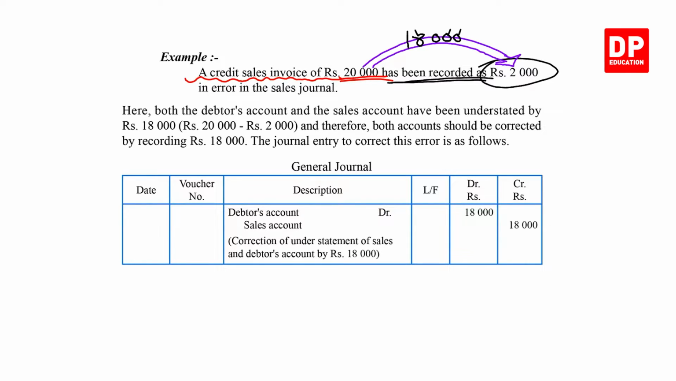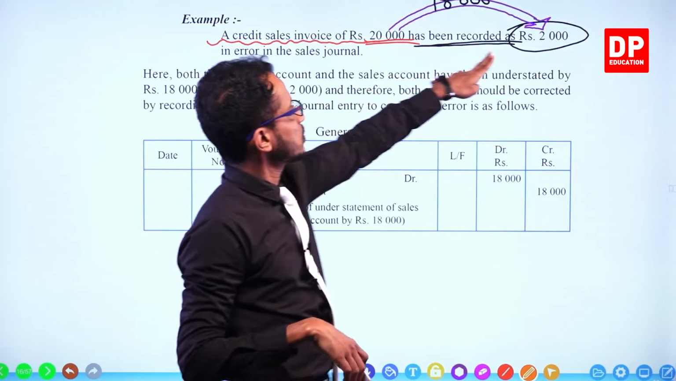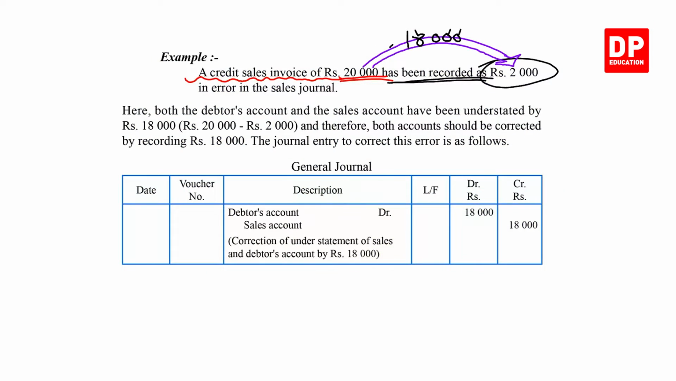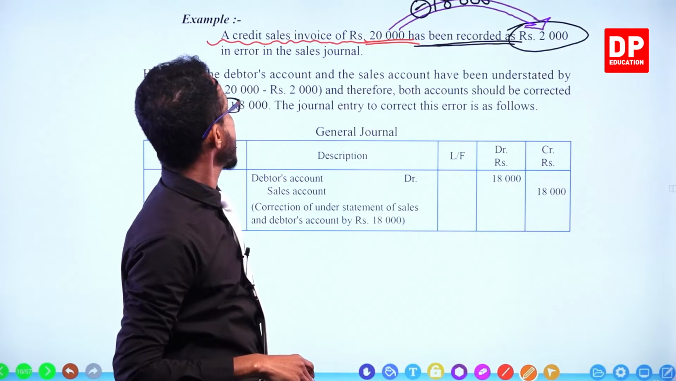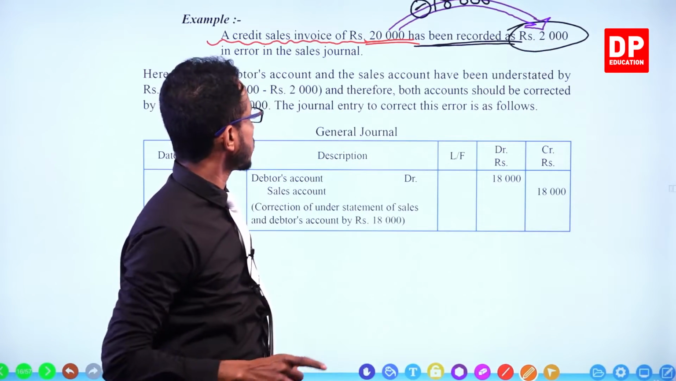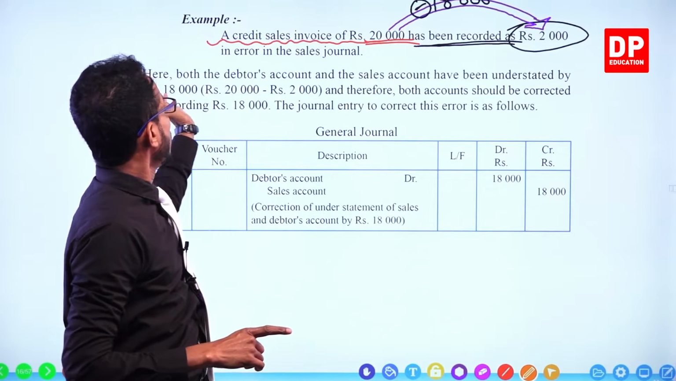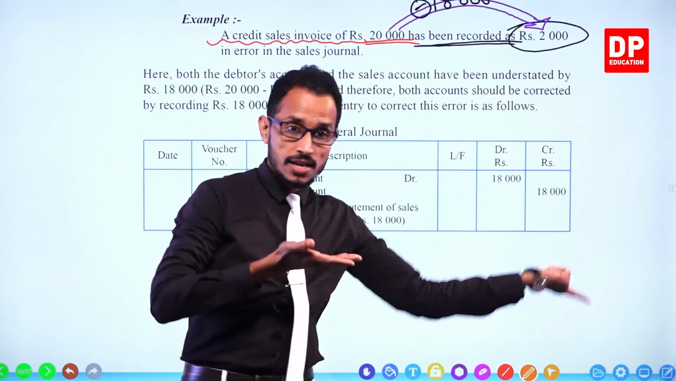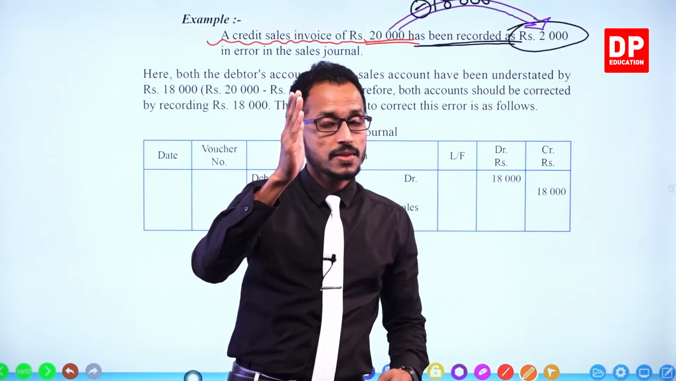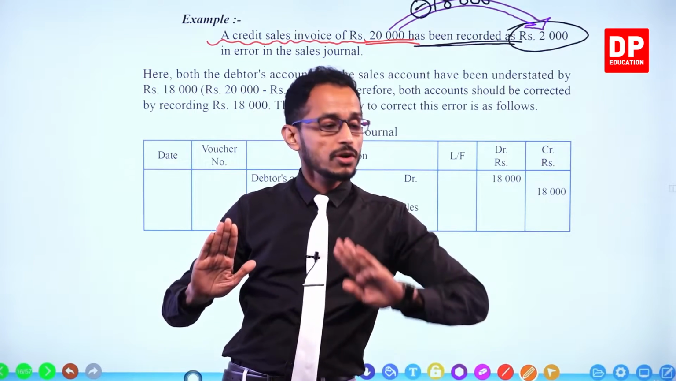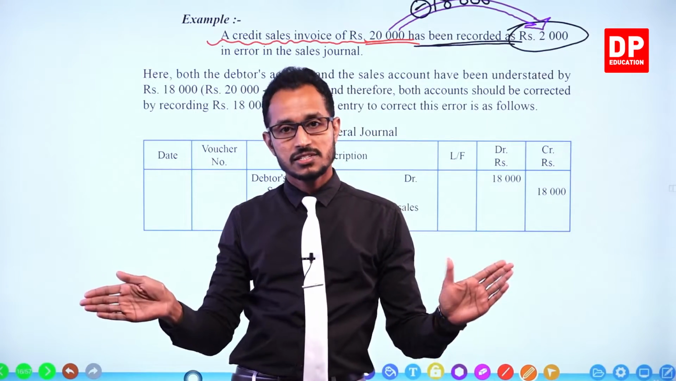The sales journal is recorded instead of 20,000 only 2,000. That means 18,000 less. If 18,000 is less in the sales journal, that means, children, when the entry is taken from the sales journal to the ledger, when the transaction is posted to the ledger, the debit entry also 18,000 less, credit entry also 18,000 less.